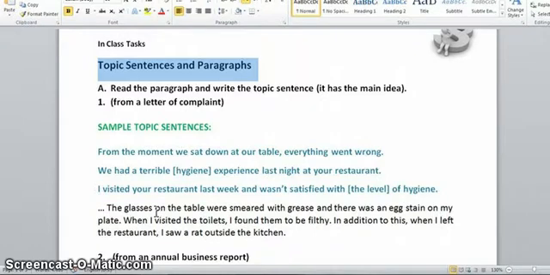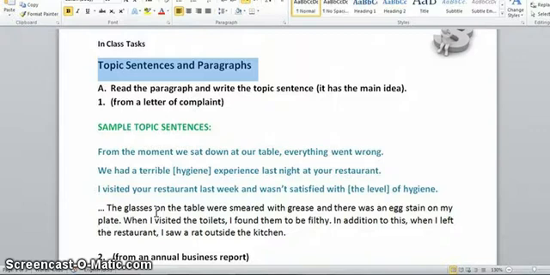So if we look at our paragraph, let's read it now. The glasses on the table were smeared with grease, and there was an egg stain on my plate. When I visited the toilets, I found them to be filthy. In addition to this, when I left the restaurant, I saw a rat outside the kitchen. Well, obviously, all of this relates to a rather unpleasant experience at a restaurant, and it is a complaint. But we need some kind of topic sentence that's going to take in the idea of the unpleasant visit to the restaurant, and of course the fact that the main problem seems to be with the hygiene in the restaurant.